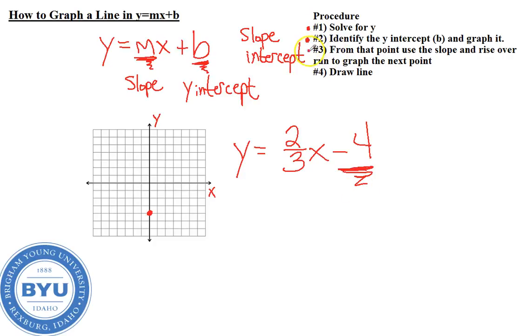Let's go to step number 3. In step number 3, we need to start from this point and use the slope to get the next point. Now the slope is the value with the x. The slope is 2/3. So we know that slope is rise over run. So this 2/3 means I need to rise 2 and run 3 from the y-intercept. So right here from the y-intercept, I'm going to rise 2 and run 3. Now we have 2 points. And those 2 points are all we need to build our line.